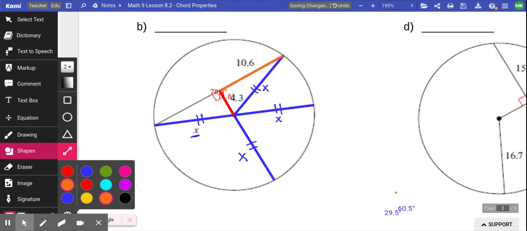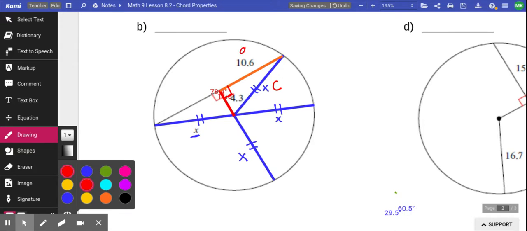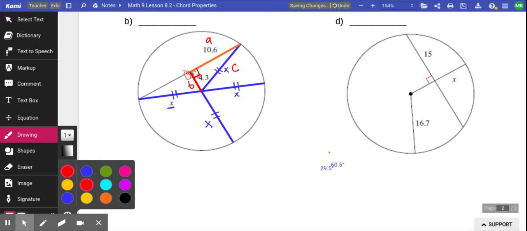In this case, I am looking for C, right? The C value is the hypotenuse, which is across from the 90 degree. The 90 degree was right there. The other sides can be called A and B. It doesn't matter which one you call which. I'm going to do A squared plus B squared equals C squared. So it means 10.6 squared plus 4.3 squared equals C squared.